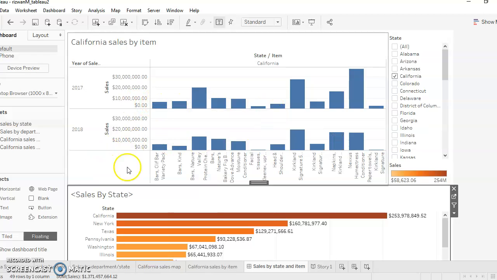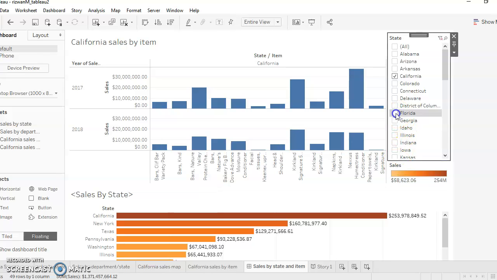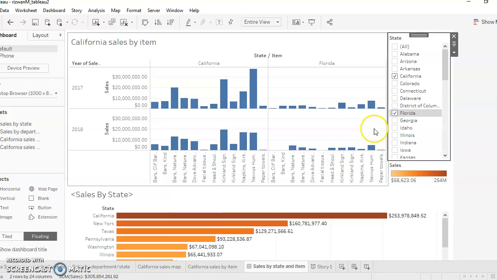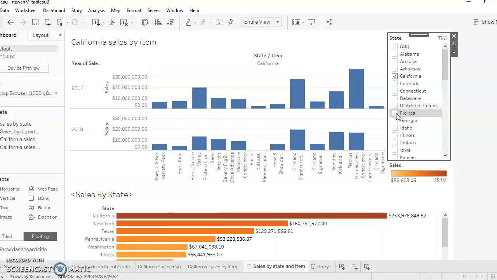We can see once again that there is an outlier here. And we can play around with this if we wanted to and add on different states here, and then it would just add on, and we can compare two states side by side if we wanted, or we can just go back to just one state.